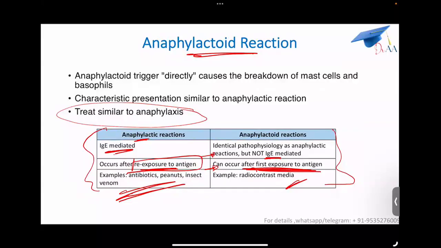No, it means usually in anaphylaxis, what happens? We'll take a contrast example. In the first contrast, he'll have a very mild reaction. He had a CT contrast the first time, then he had a mild reaction. The second time you're using the same contrast, that's when he will develop a very severe reaction resulting in anaphylactic shock. In the anaphylactoid reaction, with the first exposure itself to the contrast, they have the shock, because it is not IgE mediated.